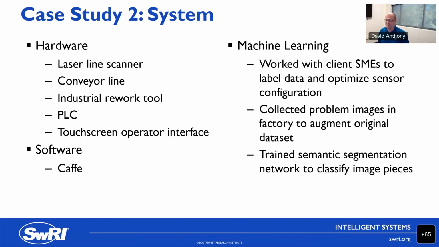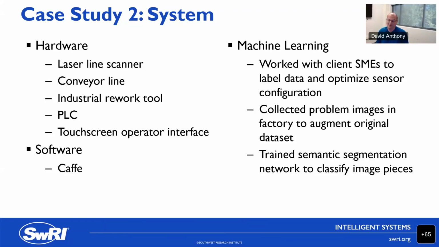We also worked with them to modify the machine to optimize the sensor configuration so that we would get the data we needed to make it work the best we could. We also collected problem images in the factory to augment our initial data sets. A big part of it was when we started collecting data, we just put a button on the human machine interface where the factory worker could say, hey, this looks a little weird. I'm going to collect this image to send back to my supervisor, and we can augment the data set that way.